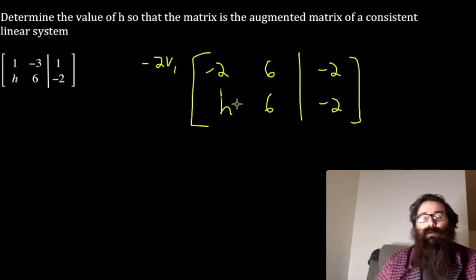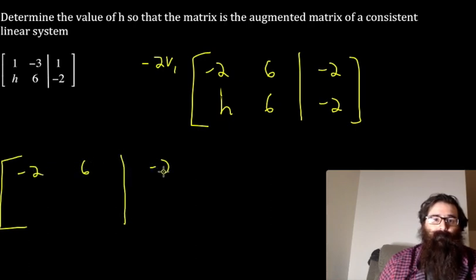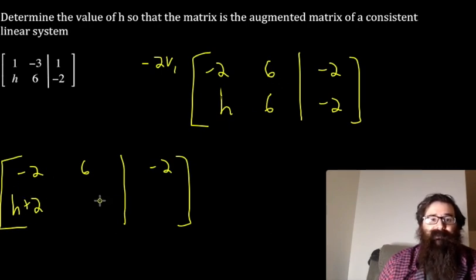Now I want to go through and pretend like I'm row reducing as I would normally. So I would do some work in row 2, replacing row 2 with row 2 minus row 1. So I'm going to rewrite row 1. In row 2's position, I get h minus negative 2. That's really h plus 2. I don't really know how that looks, so I'm going to write it as the single entry. 6 minus 6 gives me 0. And negative 2 minus negative 2 is negative 2 plus 2 gives me 0.